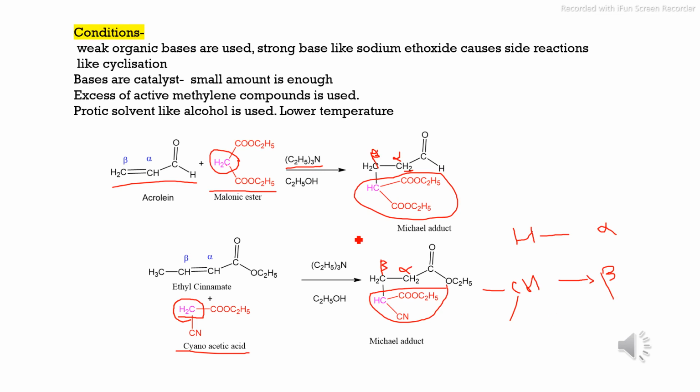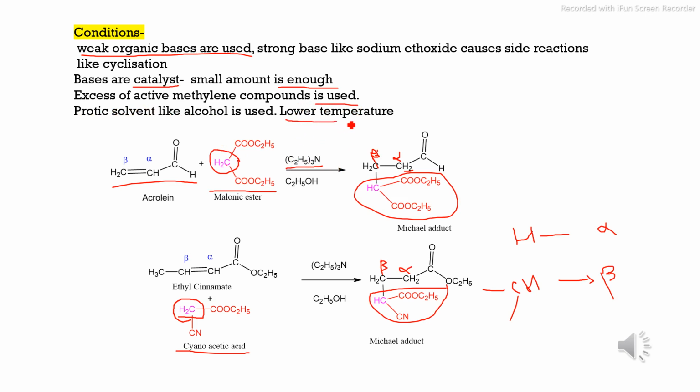Conditions for Michael addition reaction. Weak organic bases are used. If you use strong bases like ethoxides, then ethoxide causes side reactions like cyclization. The second condition is that in this reaction, the base acts as the catalyst. Therefore, the base is regenerated during the course of the reaction. Hence, a small amount of the weak base is sufficient. Excess of active methylene compound is used to prevent side reactions.